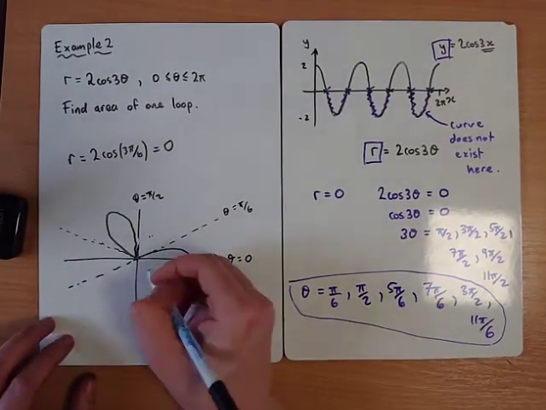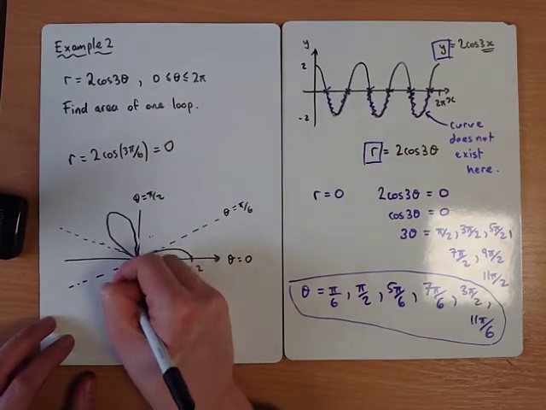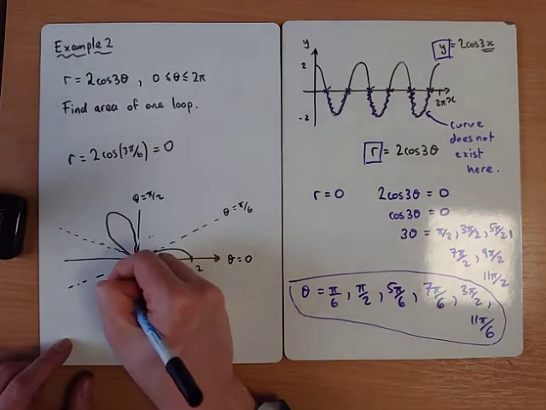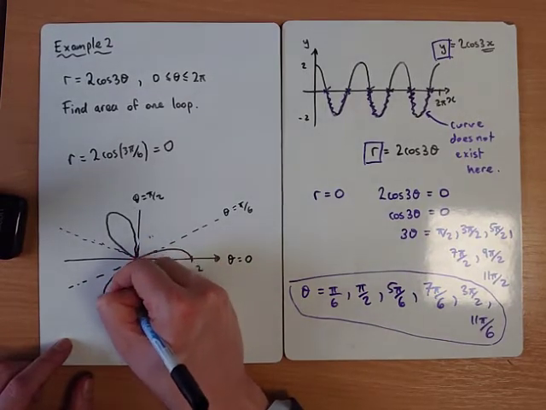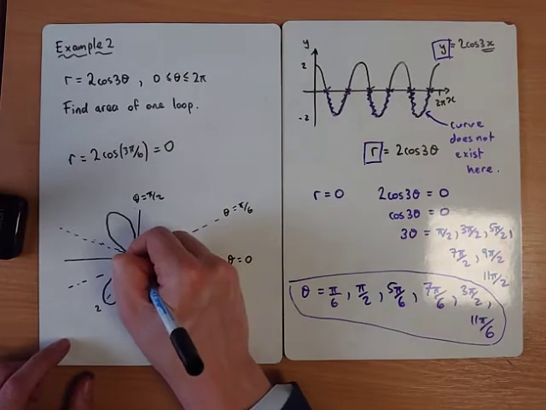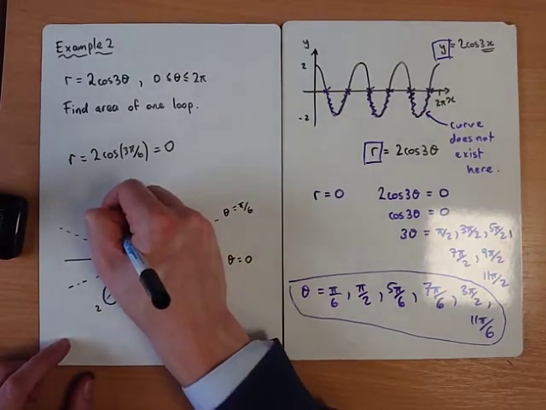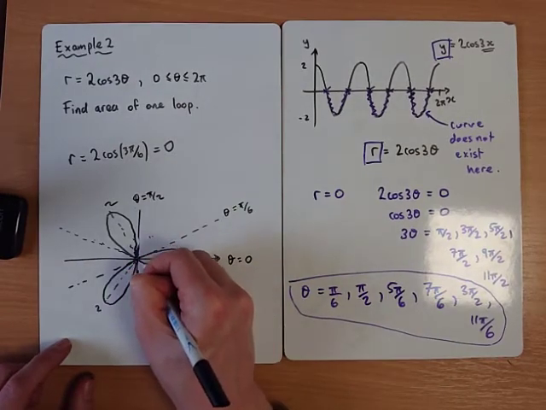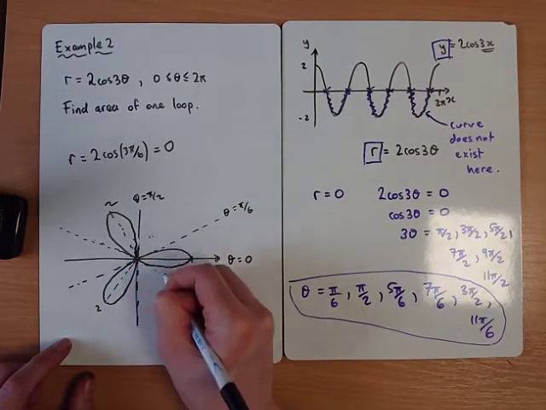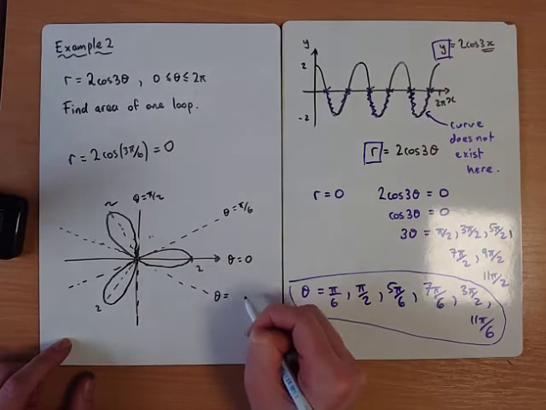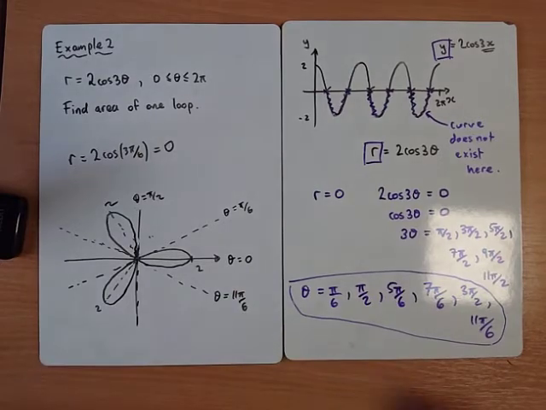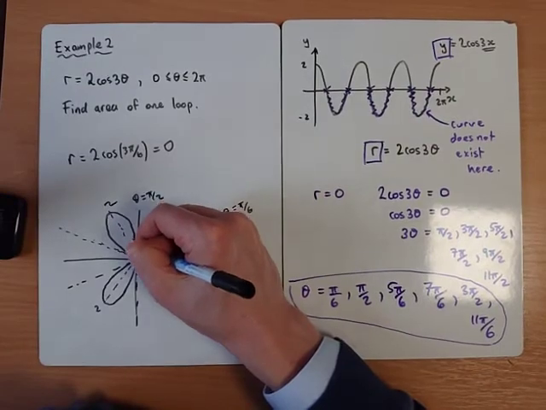I'm going to just show you what the rest looks like. So then we get another loop in that interval. This should be symmetrical, like the maximum value that we go out to here would be 2. The maximum value we go out to here would also be 2. And then we get this loop here.